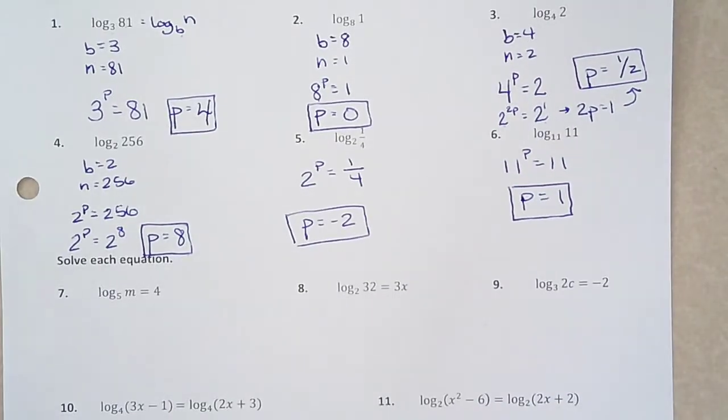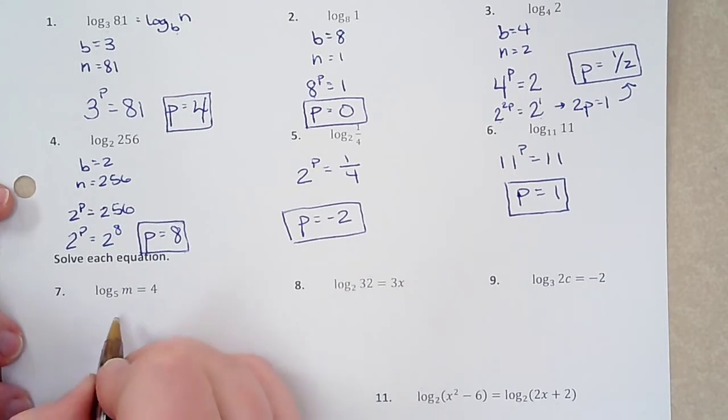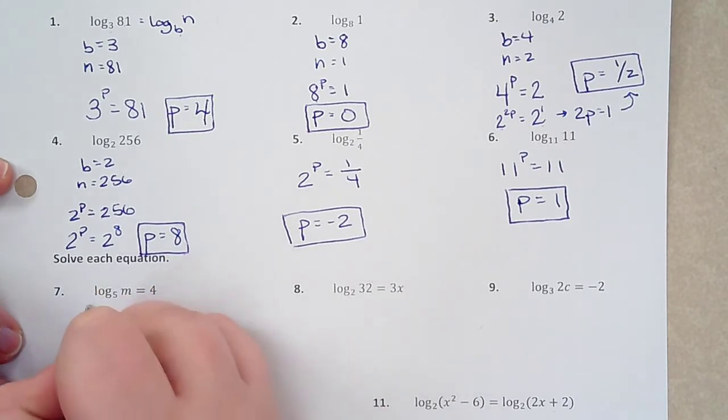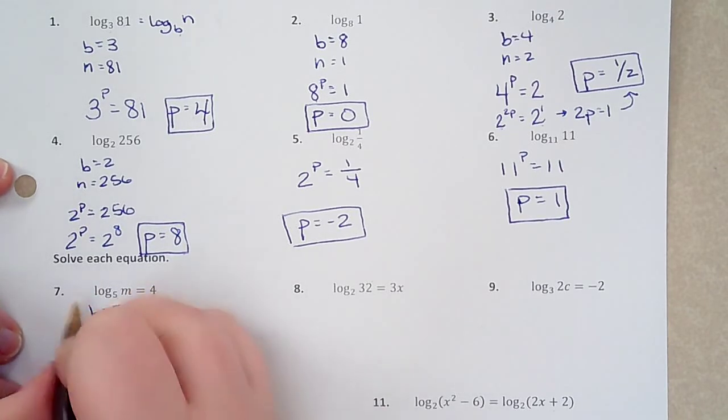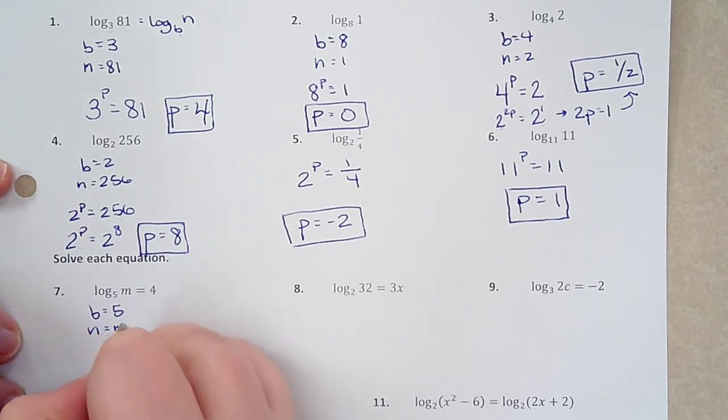So you've seen a ton with the logs, but we haven't seen anything where we had that p on the right-hand side where it was set equal to something. However, same name of the game. B is still equal to 5. Now I just don't know my n. Before I knew it, now I know something different. I know my p, which is 4.